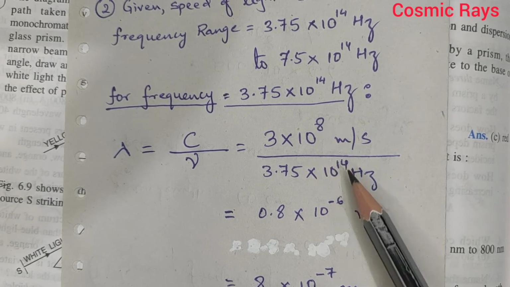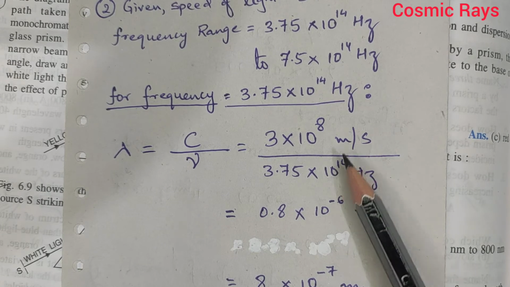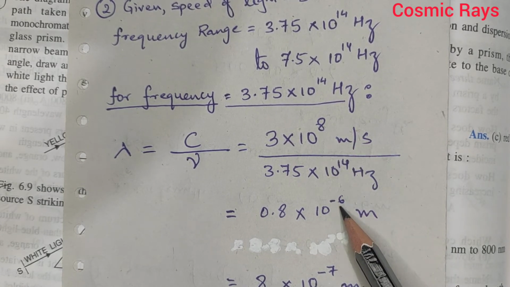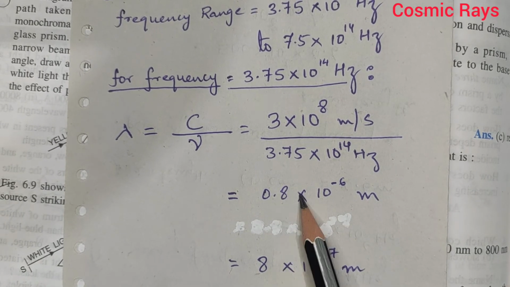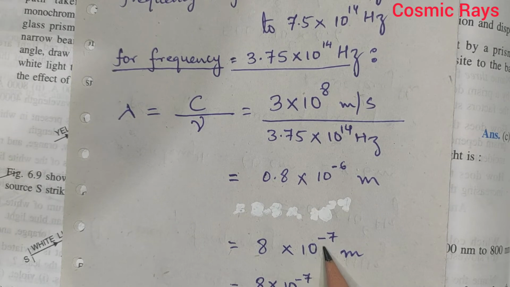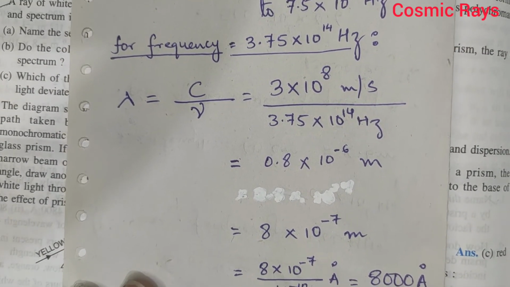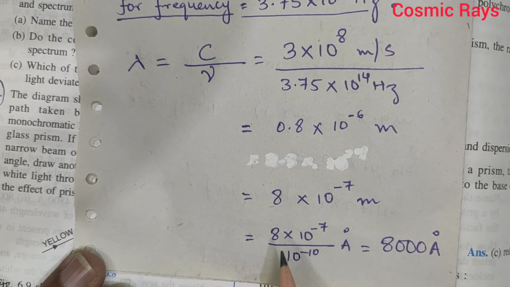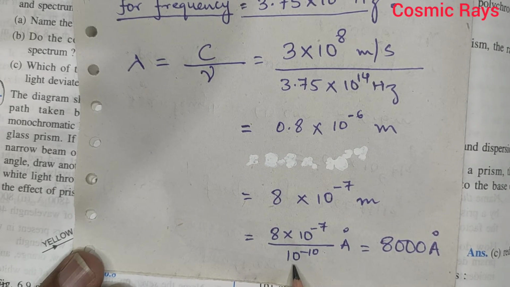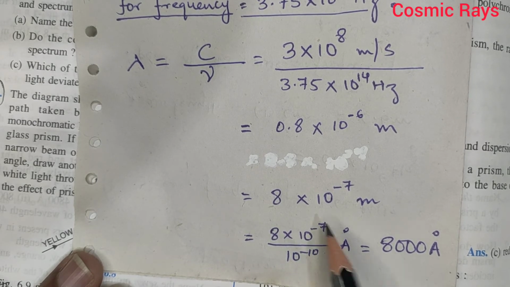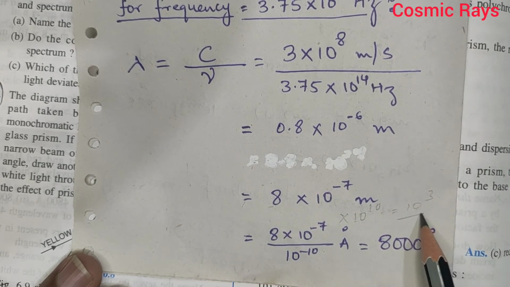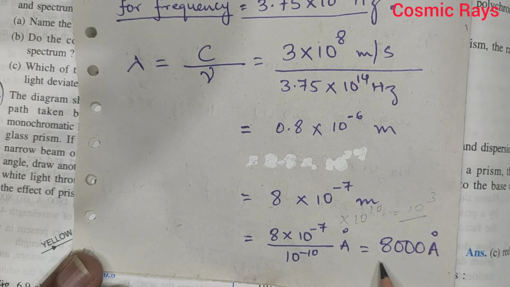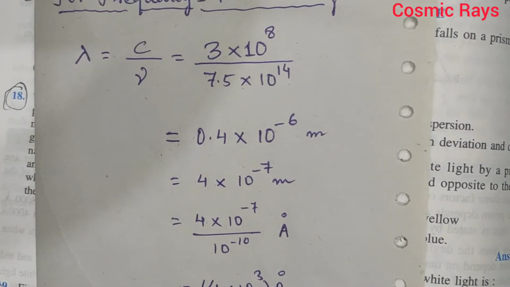So here this can be written in the numerator as 10 raised to the power minus 14. So minus 14 plus 8 gives minus 6, and 3 when divided by 3.75 gives you 0.8. So when you shift the point by 1 decimal place, you get it as 8 into 10 raised to the power minus 7 meter. Now we will convert it to angstrom. So for conversion from meter to angstrom, we have to divide it by 10 raised to the power minus 10. So this minus 10 can be written in the numerator as 10 raised to the power 10. So plus 10 minus 7 is 10 raised to the power 3. So 8 into 10 raised to the power 3 gives you 8000 angstrom.